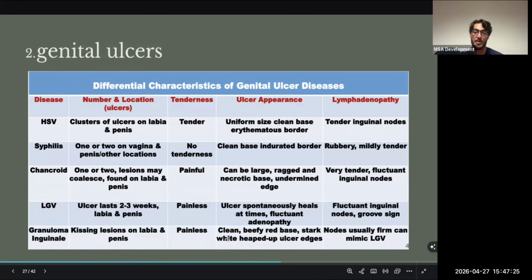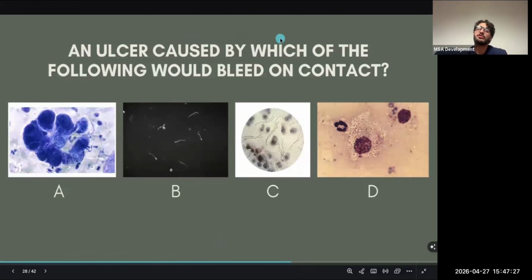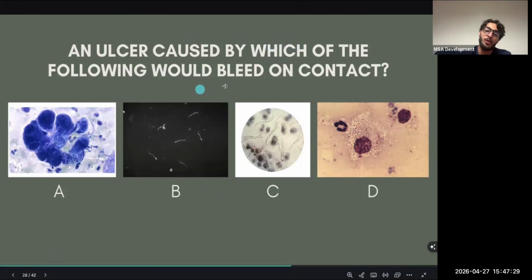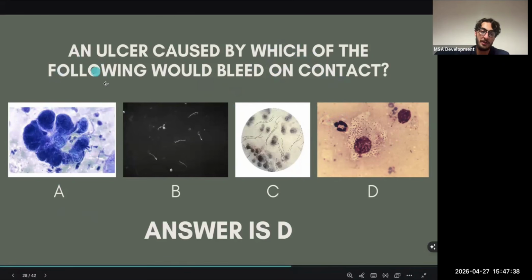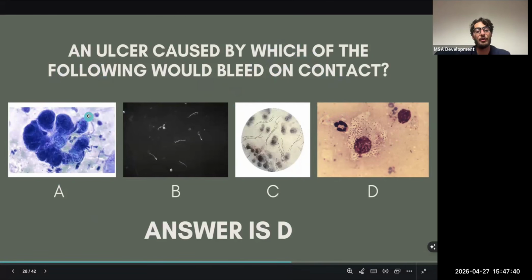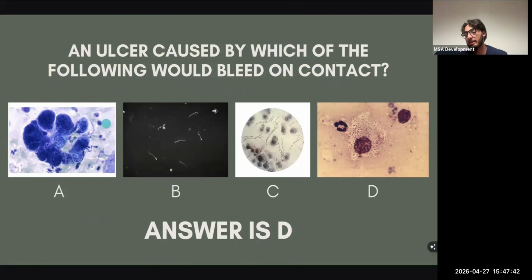Okay. All right. An ulcer caused by which of the following would bleed on contact? Take a minute, try to answer this. The answer is D. And then just try to think about what the rest of these are. A is herpes, or HSV specifically. B is Treponema pallidum, seen on dark field microscopy. C is chancroid, which is Haemophilus ducreyi, the school of fish appearance. And D, you see the Donovan bodies causing granuloma inguinale.